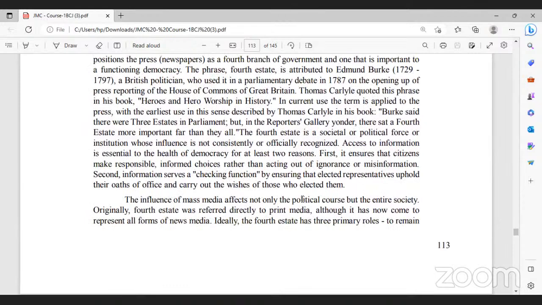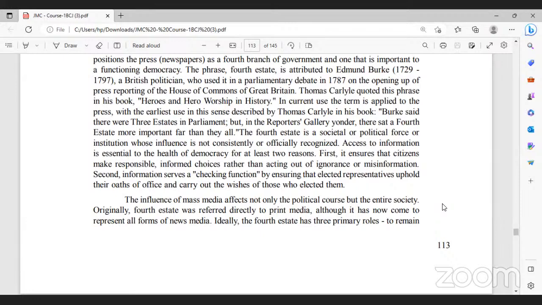Basically, the fourth estate is a societal and political force or institution that influences and is officially recognized. Why is it important? Because access to information is essential for a healthy democracy. Basically, for two reasons.